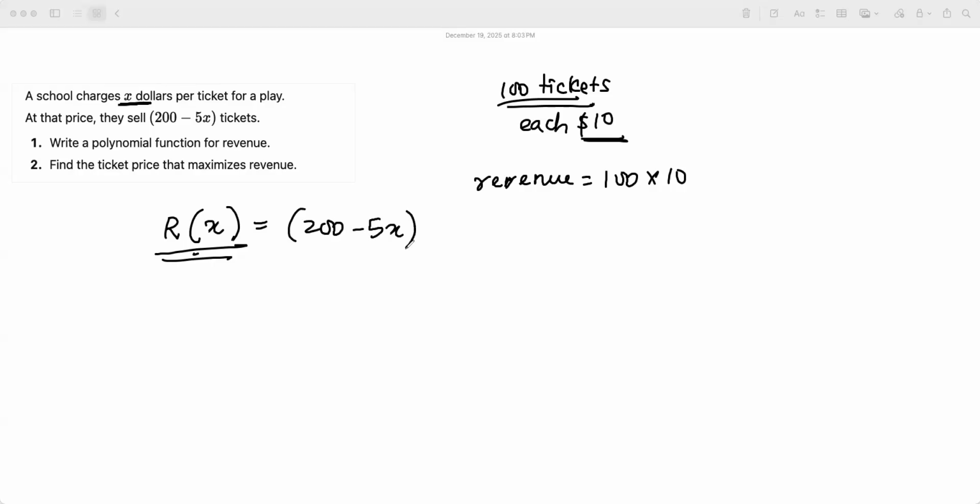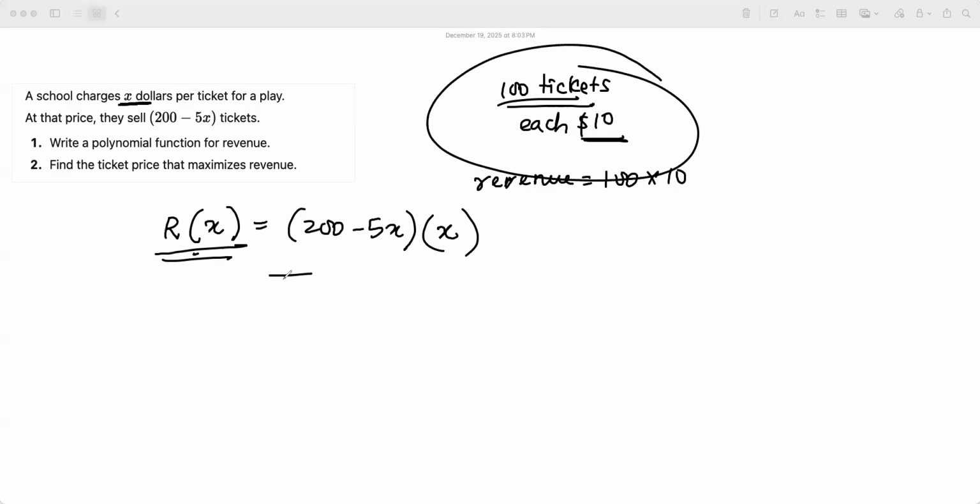200 minus 5x tickets at 100 x dollars. It's just they are making it complex, but you know the concept already. So this is your polynomial function for revenue. So now if you want the maximum revenue, what does that mean, guys? What sort of a polynomial is this, and how do you calculate the maximum revenue? It's all based on what we have already studied.